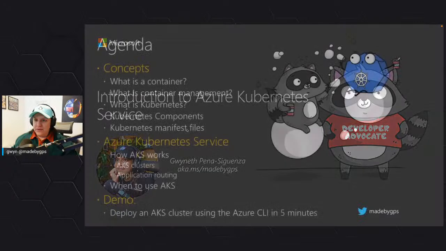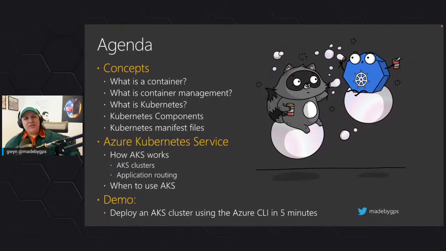Alrighty. So let's talk about what's on the agenda for today. We've got some concepts to cover. What is container management? What is Kubernetes? Kubernetes components, Kubernetes manifest files. Then we're going to dive into some Azure Kubernetes Service, how AKS works. AKS is short for Azure Kubernetes Service. AKS clusters, application routing, when to use AKS.